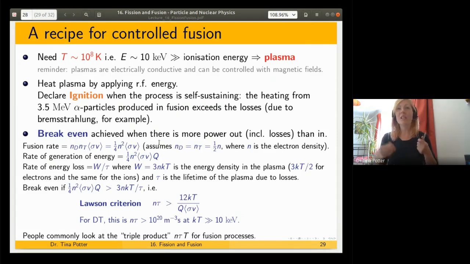We can do this quite easily. We can heat it up by applying some radio frequency energy and heating up our plasma to higher and higher temperatures to try and get those nuclei to fuse.